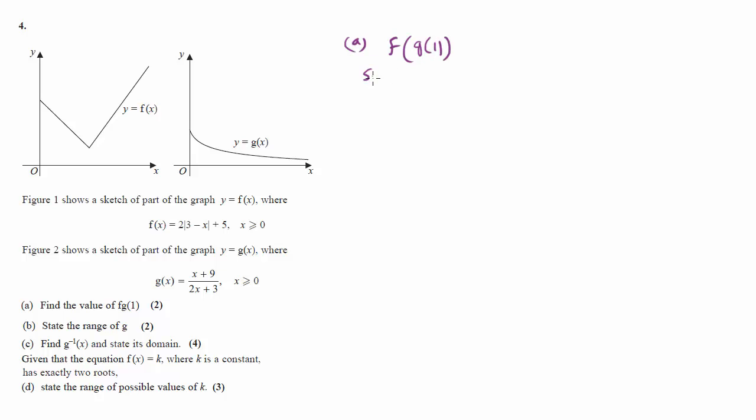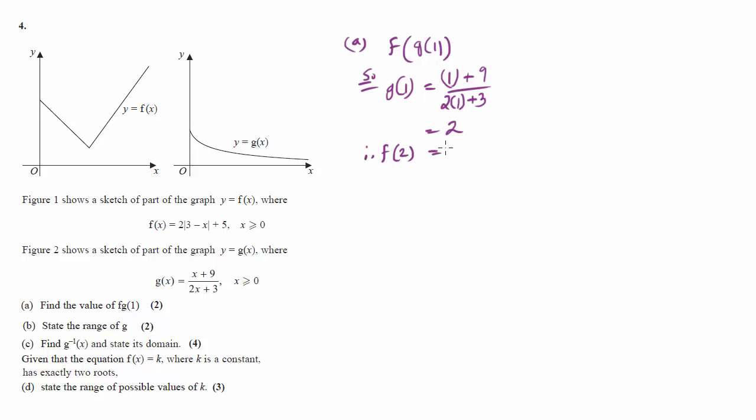So let's find the value of g(1). g(1) equals, we plug it in over here, (1 plus 9) divided by (2 times 1 plus 3), that becomes 10 divided by 5, which is 2. So g(1) is 2, therefore f of g(1) means f of 2.